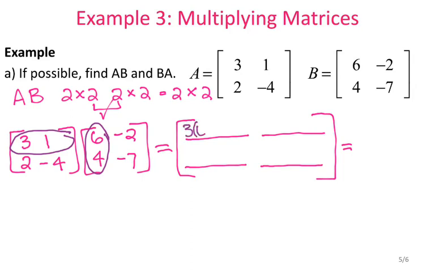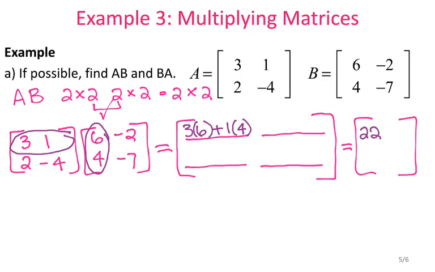So 3 times 6 plus 1 times 4. 3 times 6 is 18, 1 times 4 is 4. So that means my first element is 18 plus 4, which is 22.